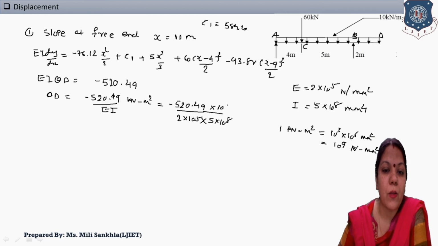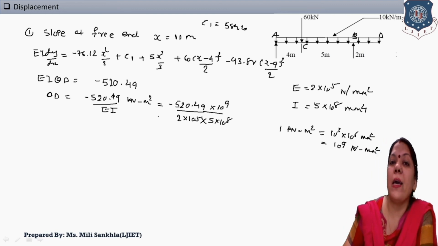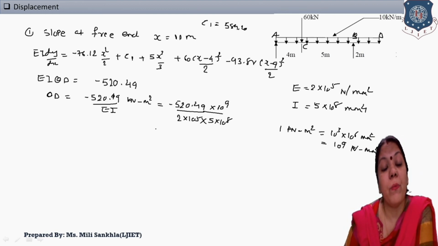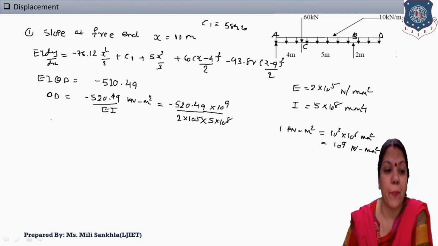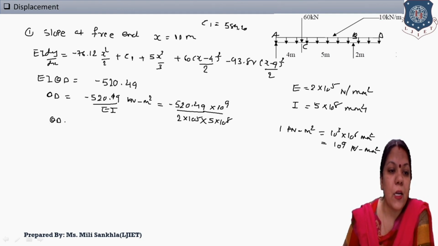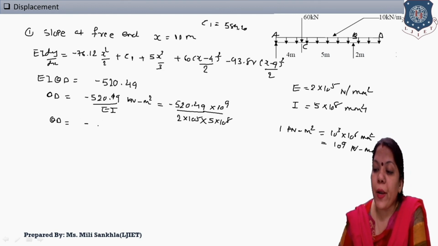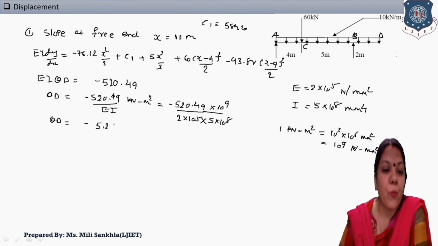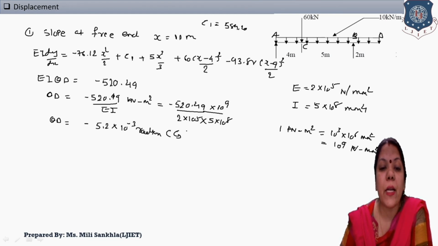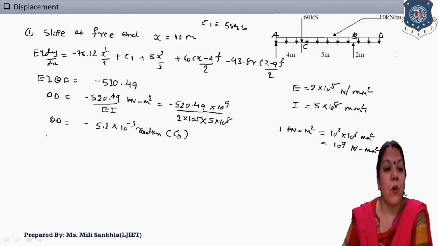You remember that if the value of E and I is given in Newton mm, we have to compulsorily convert this value in Newton mm. Now theta d is equal to minus 5.2 into 10 raised to minus 3 radian. Okay, and this answer is minus, so we can write anti-clockwise direction. Now second, find out deflection.